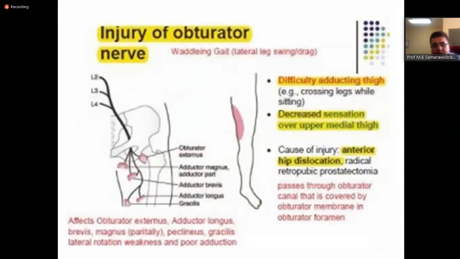Obturator nerve, you know, it's the nerve of the adductor compartment, so there will be loss of adduction at the thigh. And there will be only a small area of sensory loss on the medial side of the thigh.